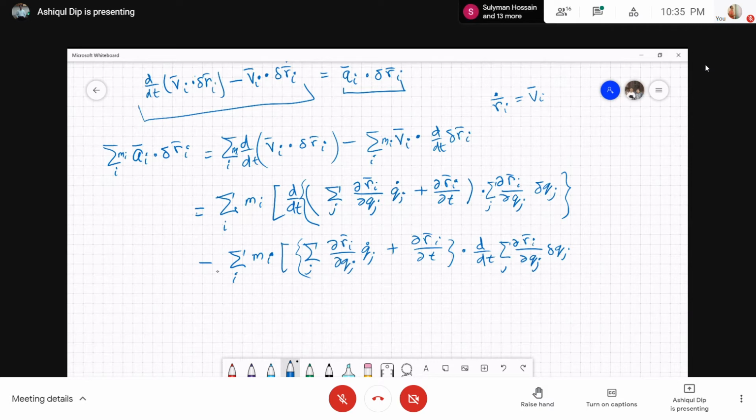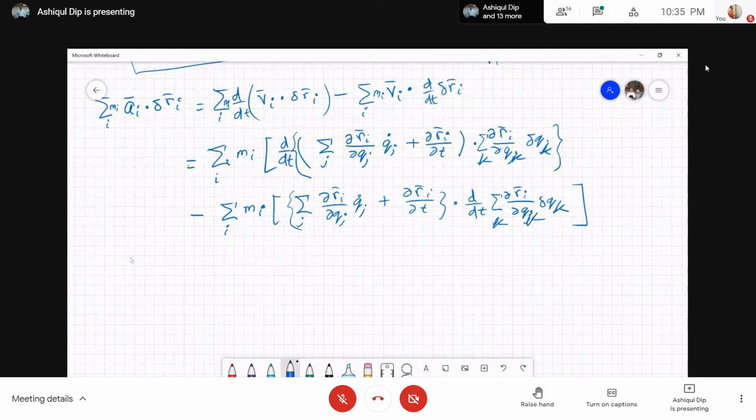Did I use same? No, I should use k over here, otherwise it will confuse the index. I'll use k to sum over this. So this thing. So far so good. Now we need to explicitly take those dot products and see what happens. The basic target is to express this d/dt of something as a derivative with partial derivative with respect to q_j. That's the target here.